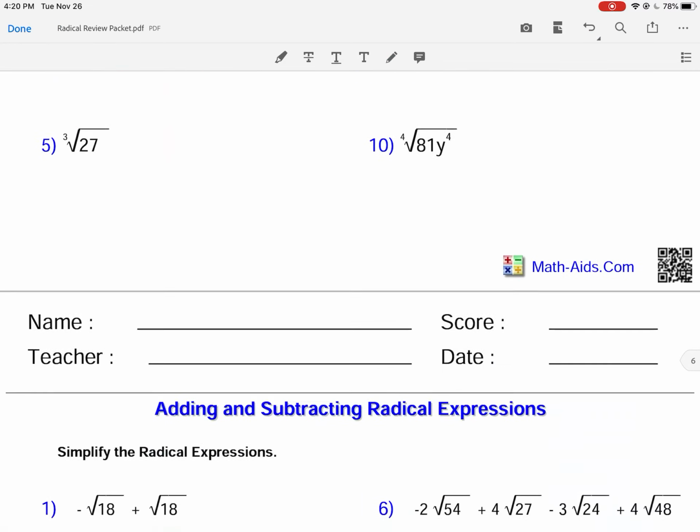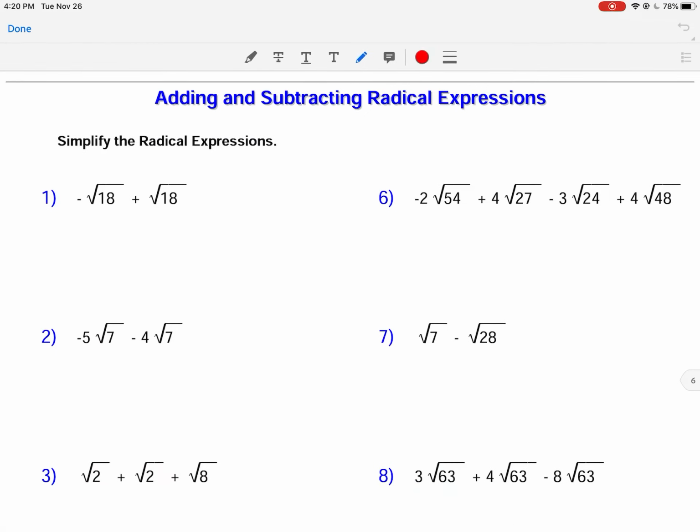So we put that absolute value bar around it. To add and subtract, they have to be the exact same radical. There's a 1 there, there's a 1 there, and it ends up as 0, because negative 1 and 1 makes 0. Now here, like signs, we're going to combine. They both have square roots of 7, so negative 5 of them, negative 4 of them, negative 9 of them.